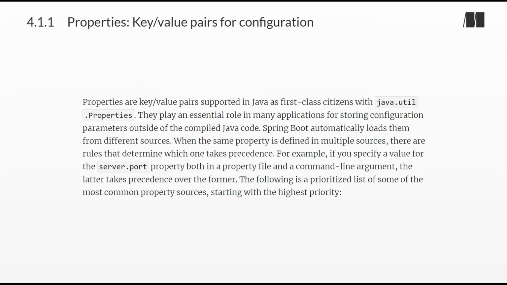Spring Boot automatically loads them from different sources. When the same property is defined in multiple sources, there are rules that determine which one takes precedence. For example, if you specify a value for the server.port property both in a property file and a command line argument, the latter takes precedence over the former. The following is a prioritized list of some of the most common property sources, starting with the highest priority.